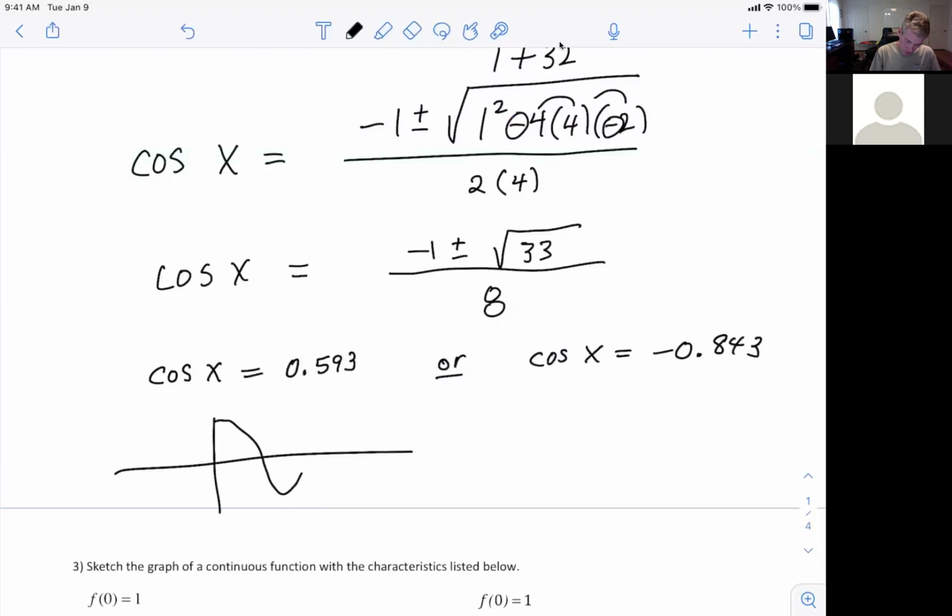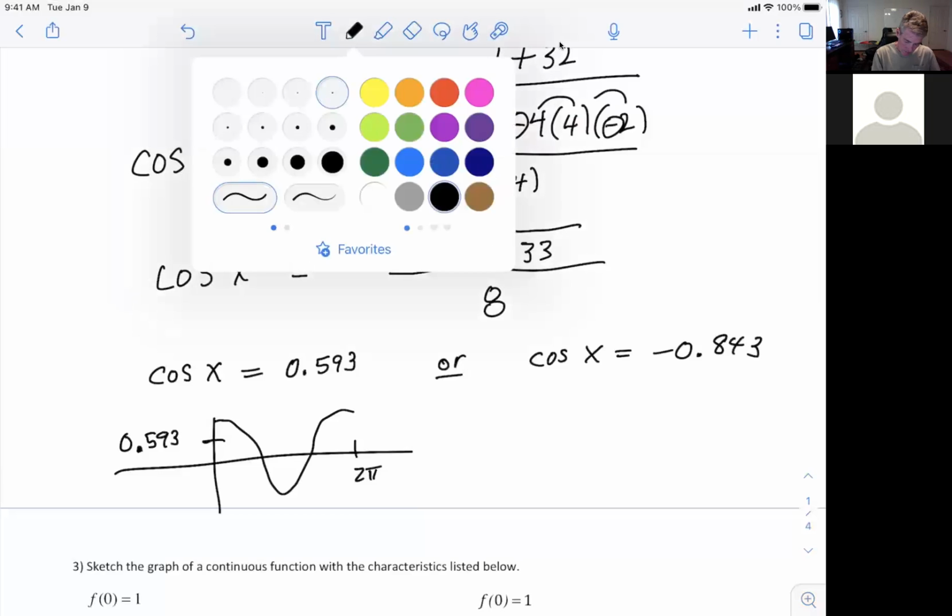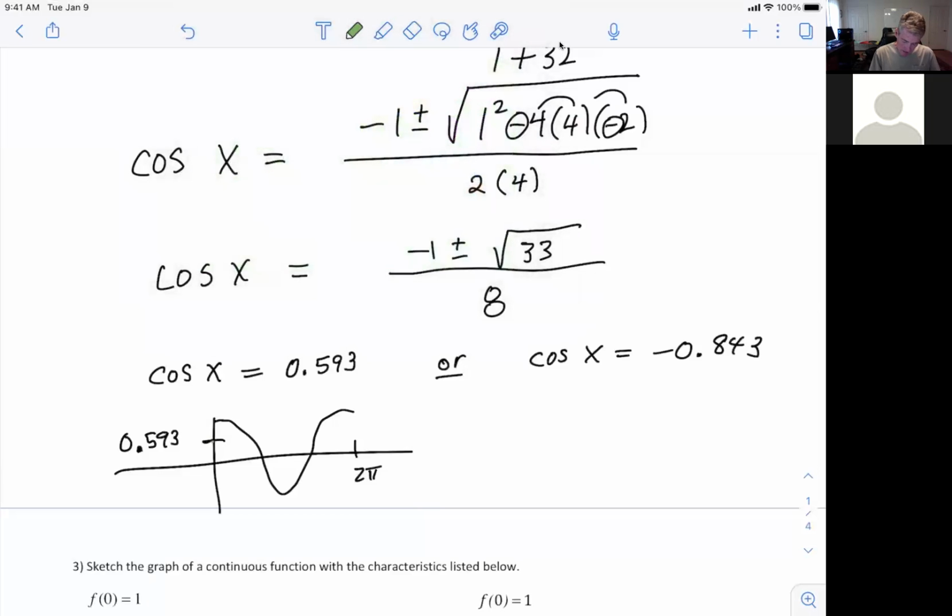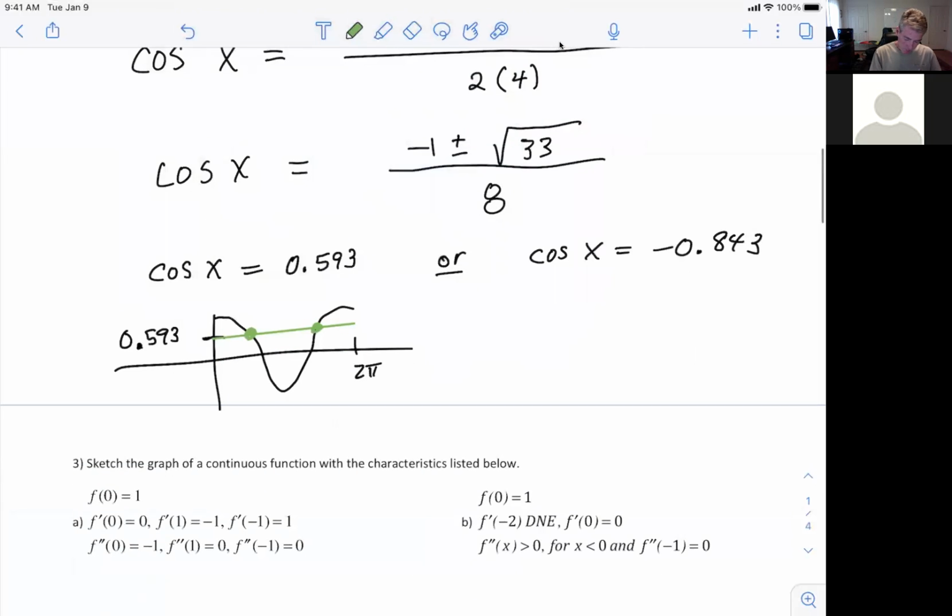So the cosine function looks like this from 0 to 2 pi. And then we're trying to find out when does it equal 0.593. And if you make a horizontal line going straight across, there's actually going to be 2 times when cosine will equal 0.593. And one of them comes from just asking the calculator, what's cosine inverse of 0.593?